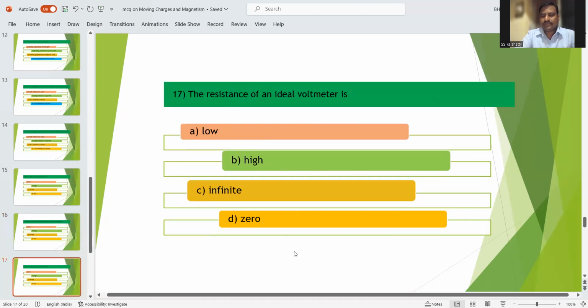The resistance of an ideal voltmeter: voltage we are measuring means we need high resistance. How high? Infinite resistance, right? The resistance of an ideal voltmeter is infinite. So option C is the right answer.